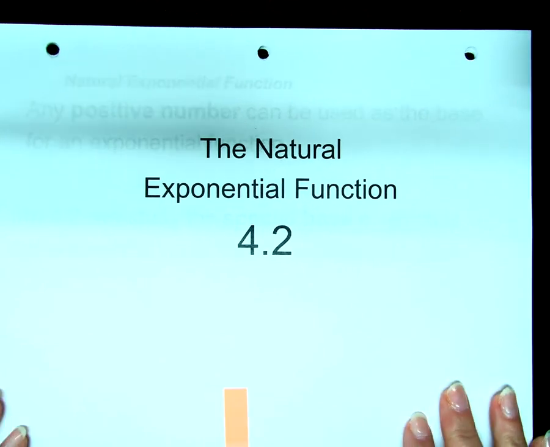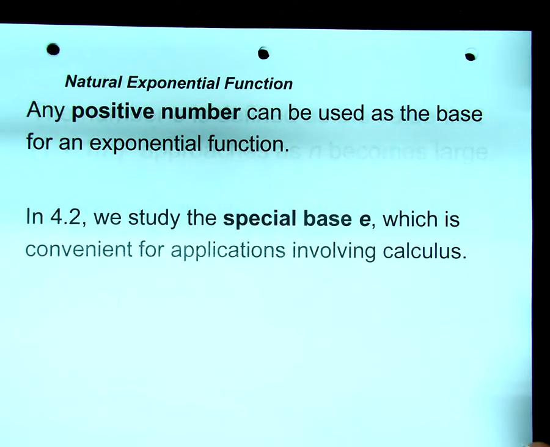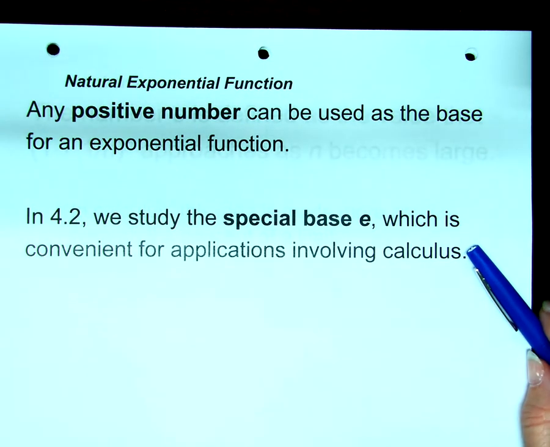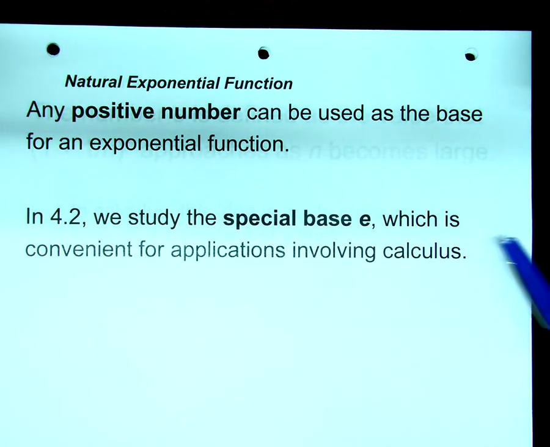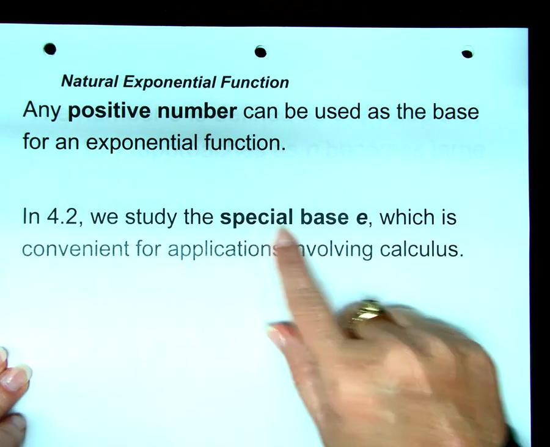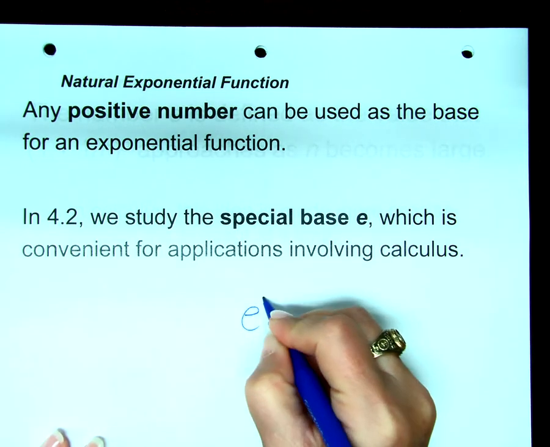The natural exponential function. Section 4.2 deals with the natural exponential function. Any positive number can be used as a base for an exponential function. The focus of this particular section in our chapter is to talk about the special base of e, which is convenient for applications involving calculus. What it looks like is e to the x power.